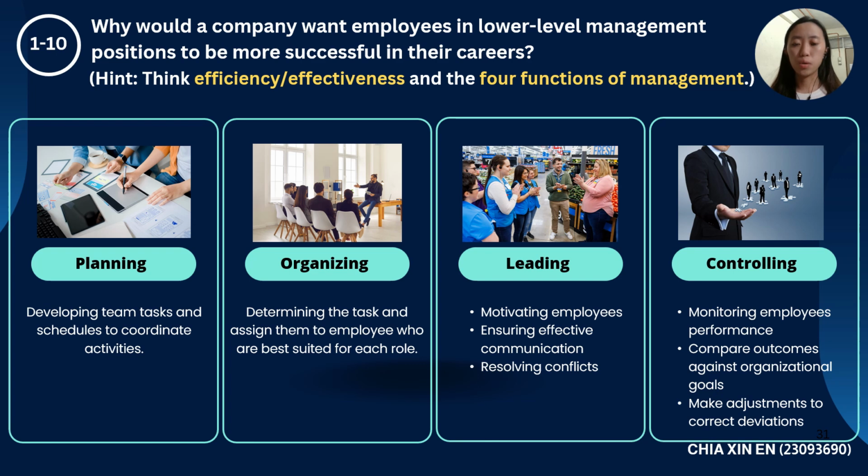Finally, we have controlling. This function involves monitoring employee performance to ensure tasks are being completed effectively, and also comparing outcomes against organizational goals. Lastly, it can make adjustments to correct deviations when performance does not meet expectations, such as providing additional training or reallocating resources.